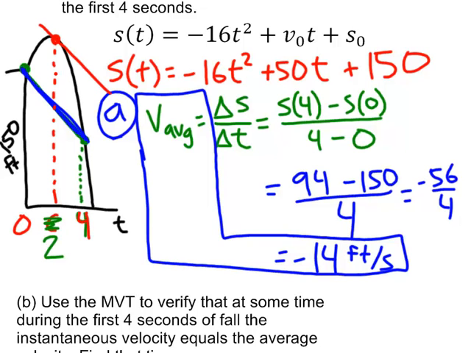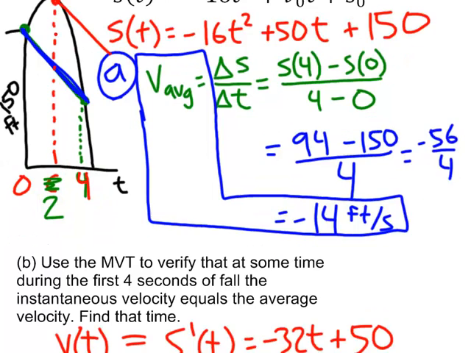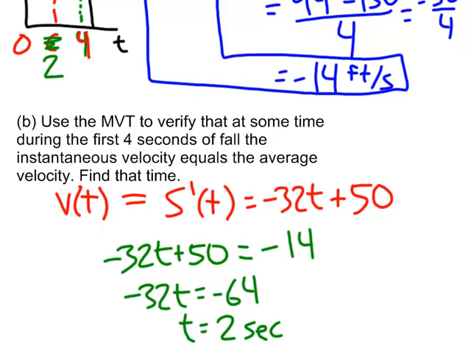I'll ask you to ponder this. I'm not going to answer it right here, but do you think it's coincidence that that 2 just happened to be halfway in between the endpoints of the interval? Does it always work out that way? I'll let you ponder that as you do homework exercises. But I think we're done here. We used the MVT. We verified that, yes, there's a value at which those slopes are equal, and we found that time. There it is.